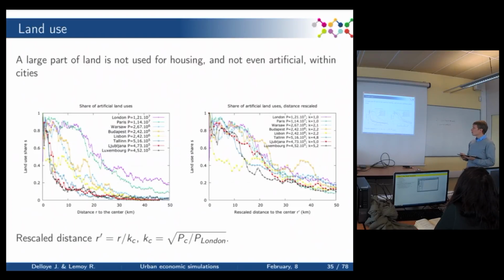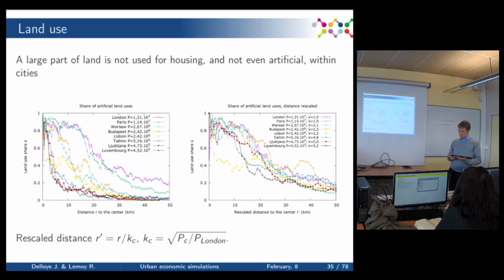So this is what I'm presenting on those figures. Well, I advise you to look also on your screen at the presentation because it's probably too small on the board. But if you look at real cities, actually, a large part of land in cities is not used for housing and is not even artificial. So this is empirical data from several capital cities in Europe. And you see the share of land which is artificial, between 0 and 1, as a function of the distance to the center in kilometers on the figure on the left.